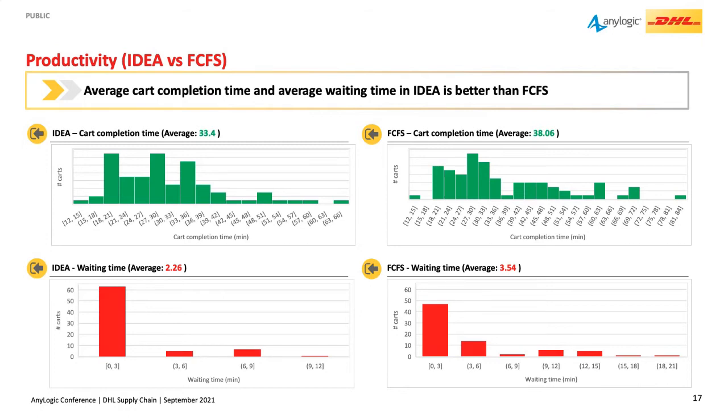The next histogram is for the waiting time. As I said before, a cart will wait for its path to become clear. It will have a waiting time associated with every cart. So the waiting time will be the amount of time a cart will wait for its path to become clear. IDEA here gives average waiting time 2.26 and FCFS gives 3.54. So here we can see in terms of productivity, IDEA is giving better result than first come first serve policy. Next slide, please.